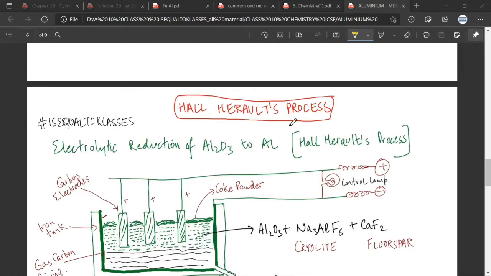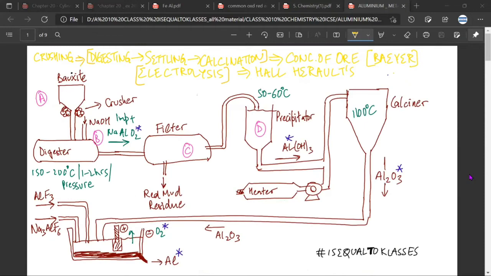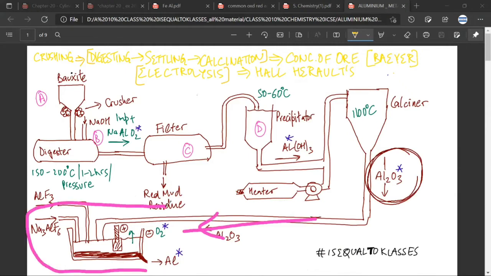So now we are at the second part of the process. This second part is as per a flow diagram. Once you have got this alumina feed, this alumina feed is taken to these, if you remember, the word which was used was pots. It is taken to these pots where you will be generating aluminum and oxygen. Mr. CB, are we clear till here?